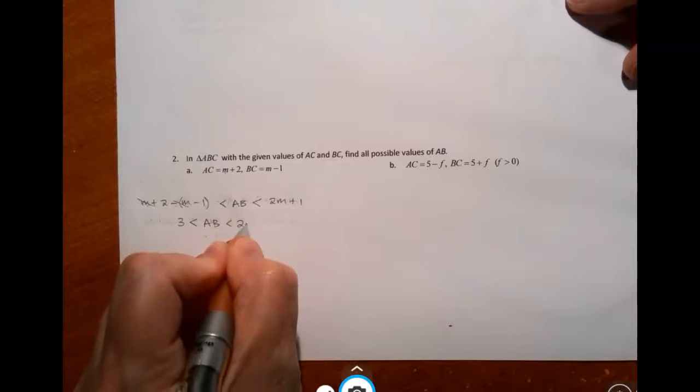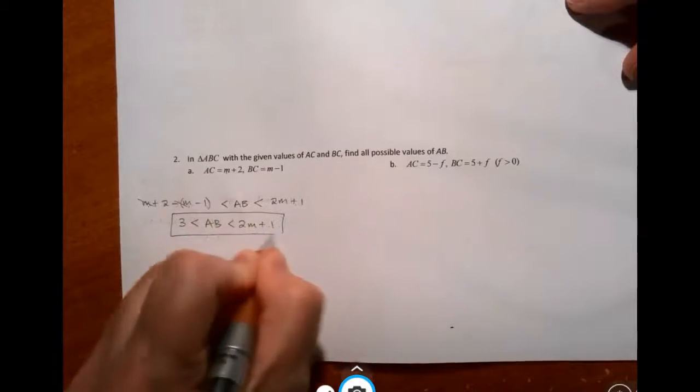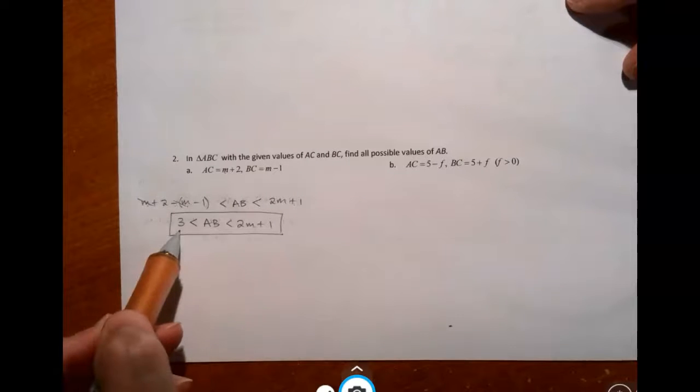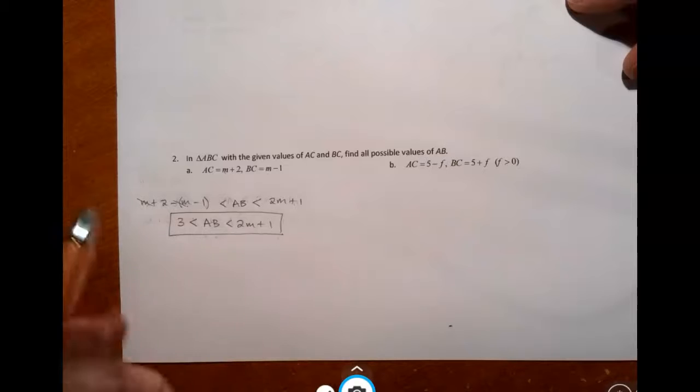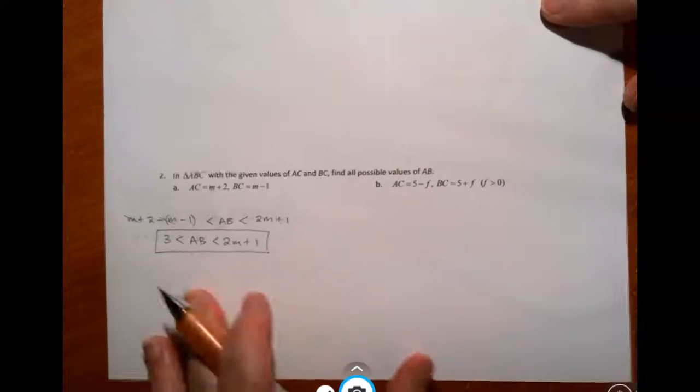So these are the constraints on the length of AB. Notice I don't have the segment symbol above AB because I'm talking about the length of it. So I know that the length of AB has to be bigger than 3 and less than whatever 2M plus 1 is. And then it's the same idea for part B.